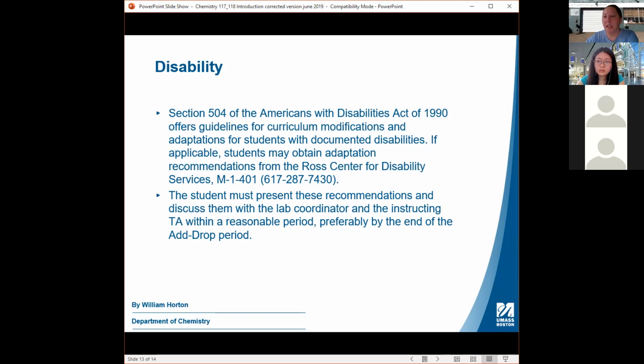As TAs, because we are not professors, we don't always get notified by the Ross Center, especially in the summer. So if you are with the Ross Center, please double check with them to see if they have emailed us your accommodations. For instance, so far, anybody in this lab, if you have accommodations with the Ross Center, they have not emailed me yet. So please make sure that you do that.